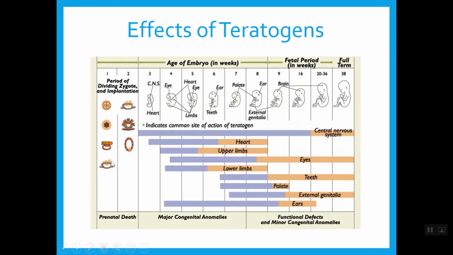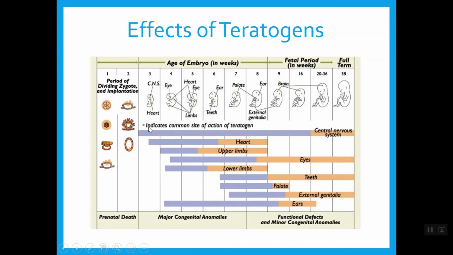If we look here, this is the period of the zygote. If a mother is exposed to a teratogen at this time, it will likely result in prenatal death. So that pregnancy will not be viable, and that zygote will not develop any further. Now, if we get to the age of the embryo, 3 to 8 weeks, this shows what can happen: major congenital anomalies. This shows where in the body there could be a defect.